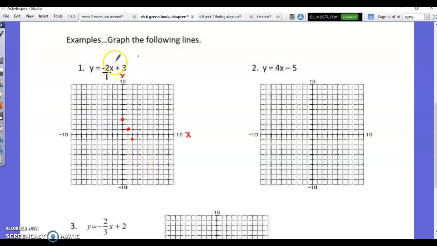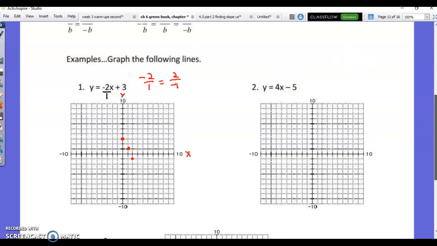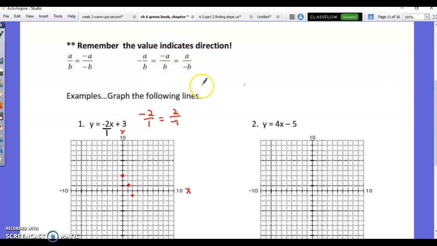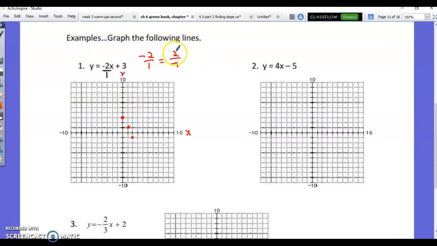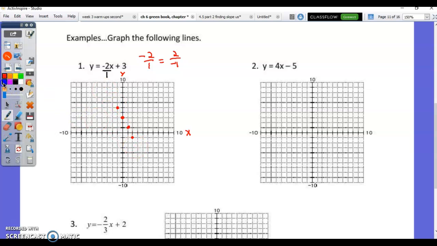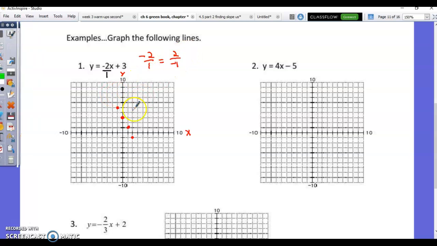Now remember, we also said negative 2 over 1 is equivalent to 2 over negative 1 based on this theory right here, or this breakdown. So if we think of it in an opposite fashion, I can go up 2 to the left 1, up 2 to the left 1, and you can see it falls right in line with those dots. This is good to know if maybe your y-intercept is down at the bottom and you don't want to draw more lines on your graph, and you would just flip it and go the opposite way.